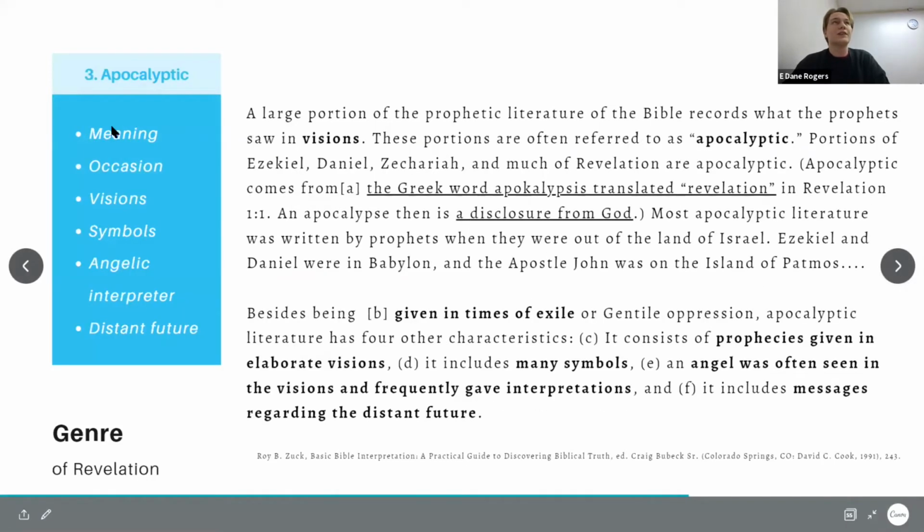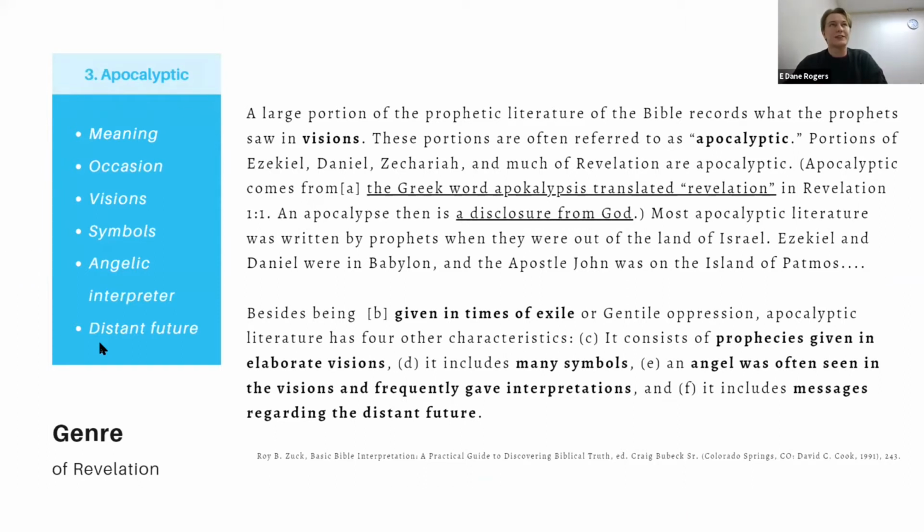We're going to look at six different aspects of apocalyptic literature. We're going to see the meaning, the occasion in which it's used. It comes primarily in visions. It's very symbolic. And an angel is often accompanying this message as an interpreter because there are symbols. And it relays information about the distant future.